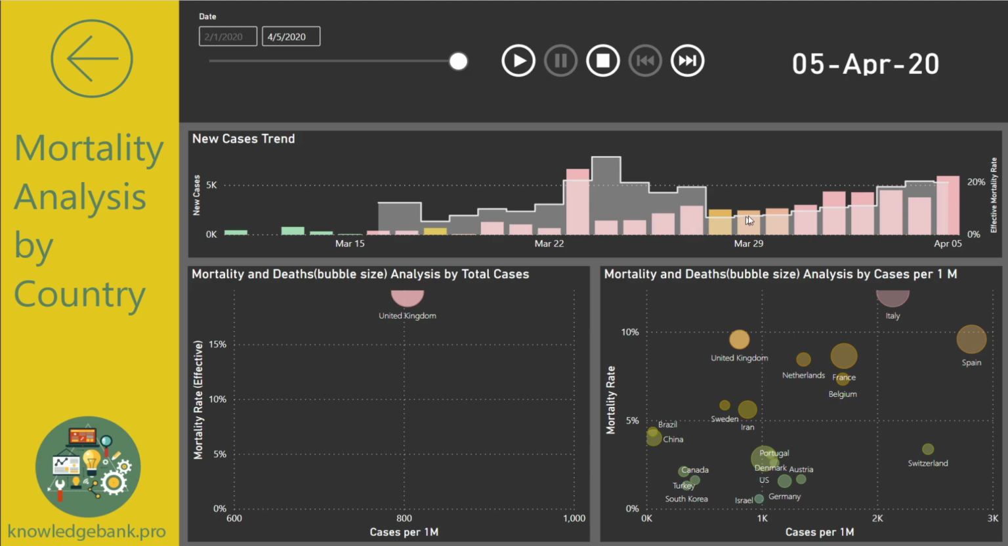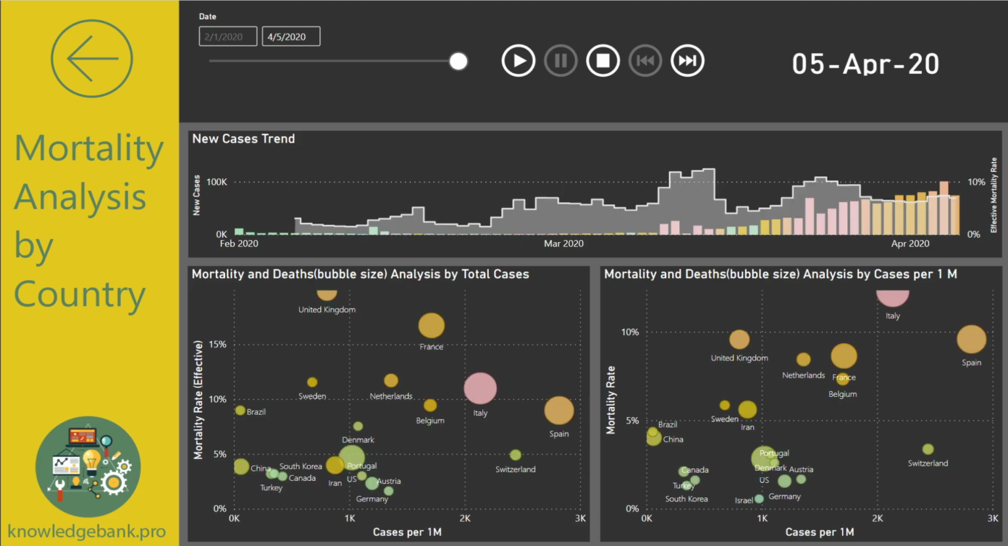What's troubling is that effective mortality keeps growing for the UK, and the question really is whether the system is getting overwhelmed. It's hard to know, but we can definitely see that mortality right now in the UK is roughly 10%. This is not going to be the final mortality. I'm predicting right now that over the next several days, the UK will move much closer to where Italy and Spain are. You can go ahead and play with this data set.